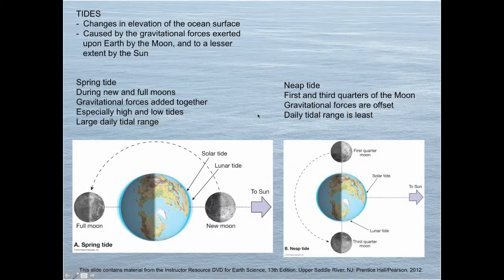in the spring tide. So it's basically when you add the gravitational force of the sun and the moon together, you get especially high and especially low tides. When the gravitational forces are offset or not in alignment, the daily tidal range is lower.